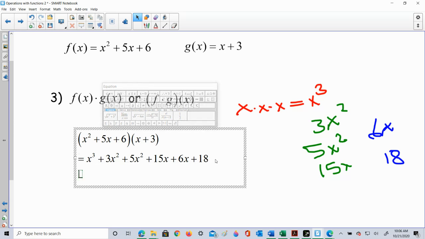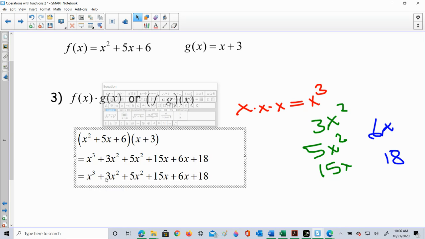Equals, I don't want to write it again. I'm just going to do this. Watch. Copy, paste, but then I'll fix it.